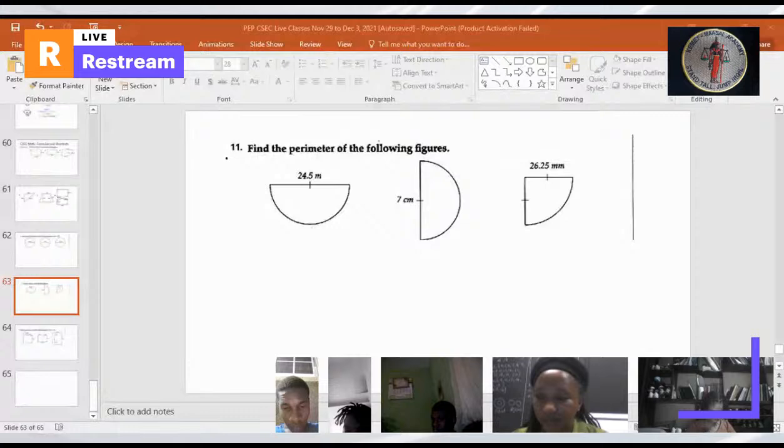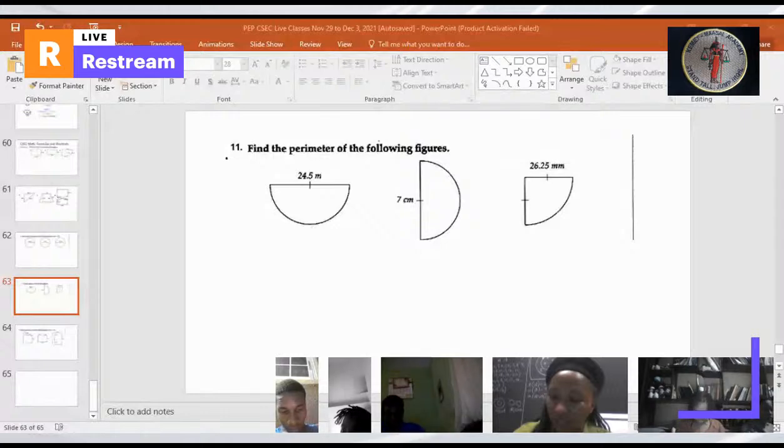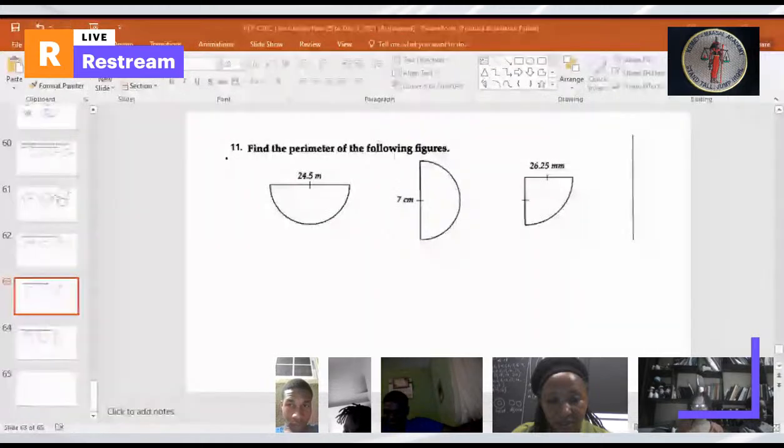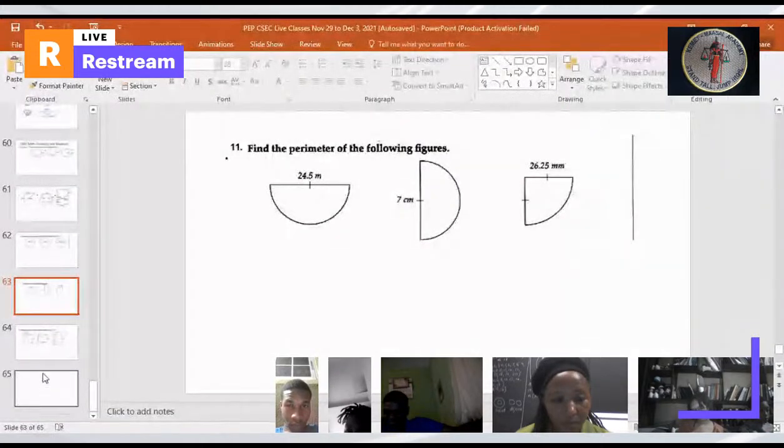So what difference are we going to do for this one? We're going to divide by 4, because it's a quarter. Right, so when you get the circumference, you divide it by 4. 26.25 times 22, divided by 4. Everybody get that?